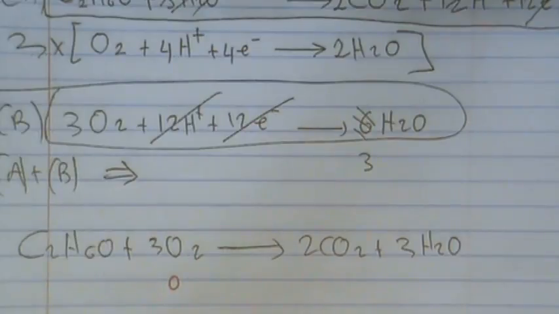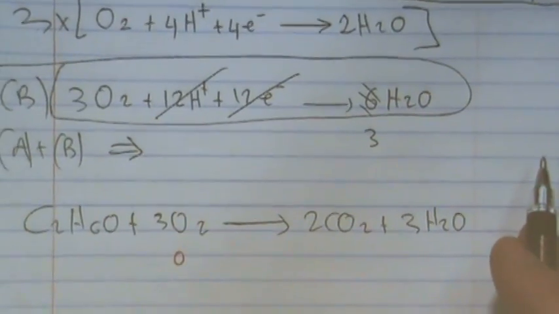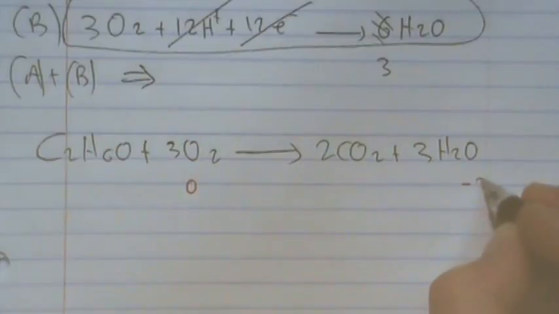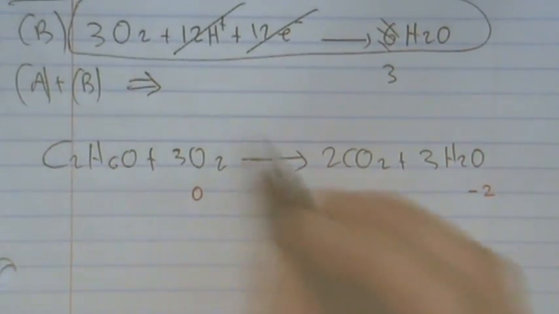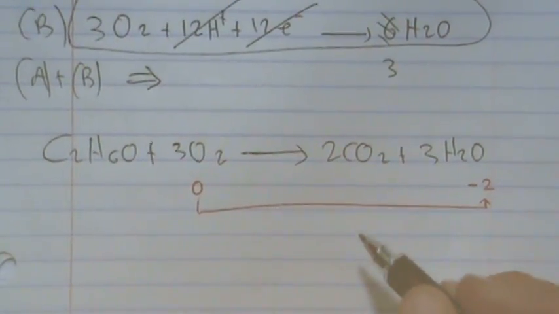Let's put the oxidation numbers below the formulas and the charges on the top, so we don't get mixed up, right? It's good to practice that. So oxygen goes from 0 to what? It goes to -2. You can put -2 here if you want, that doesn't matter. So it goes from 0 to -2. You can put -2 there if you want, that's fine.